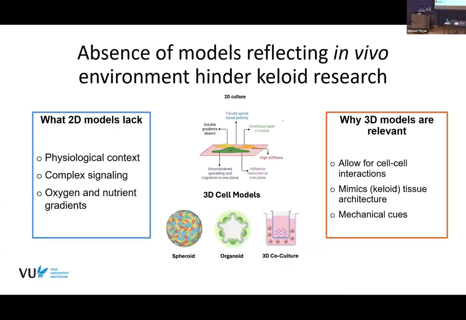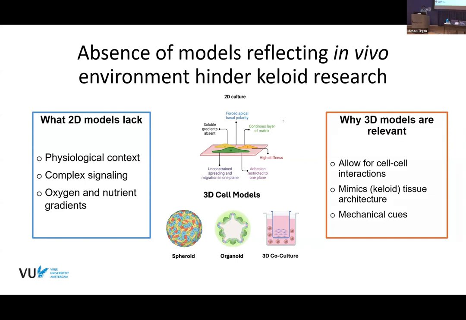with you all. So, as we all know, with keloid pathophysiology, there's a lot of cell culture that we need to do in order to understand the processes that govern this keloid pathobiology. And currently, what we've been using so far are 2D models. Now, what 2D models lack, sadly, is a physiological context, complex signaling, and oxygen and nutrient gradients to really mimic the in vivo environment that is needed to infer conclusions to patients.